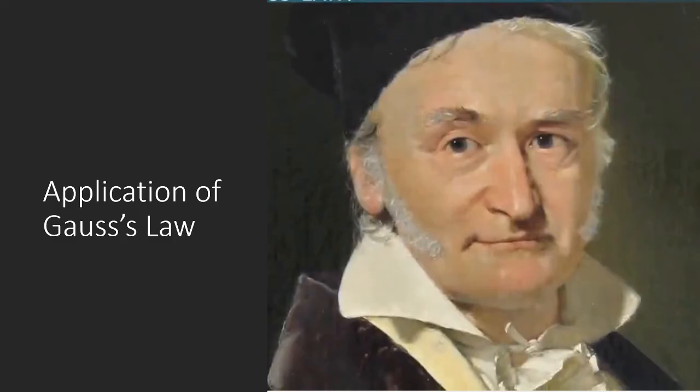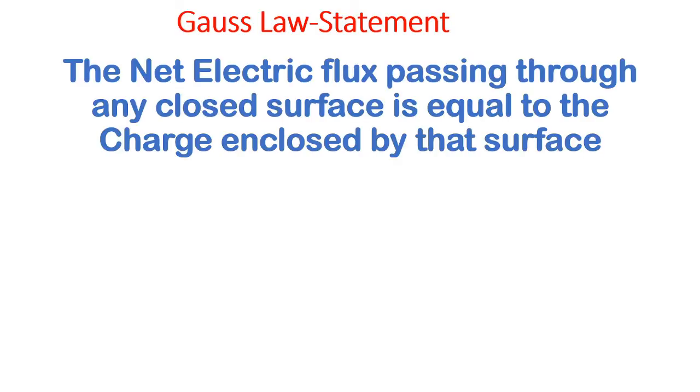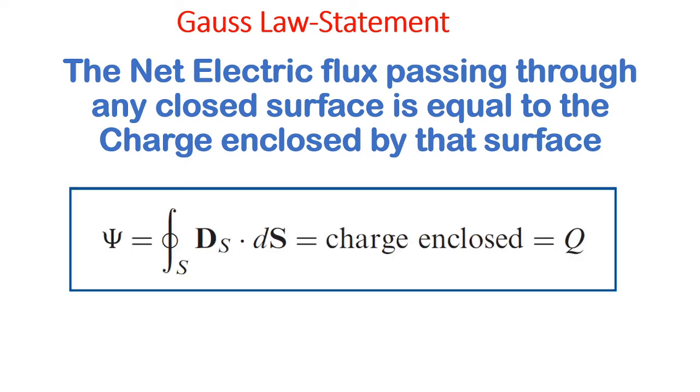See the application of Gauss law. In our previous class, we saw what Gauss law is and the proof for Gauss law. So we'll just recall the statement of Gauss law. The Gauss law is: the net electric flux passing through any closed surface is equal to the charge enclosed by that surface. So the equation is: the flux is equal to the closed surface integral of D dot dS is equal to Q.